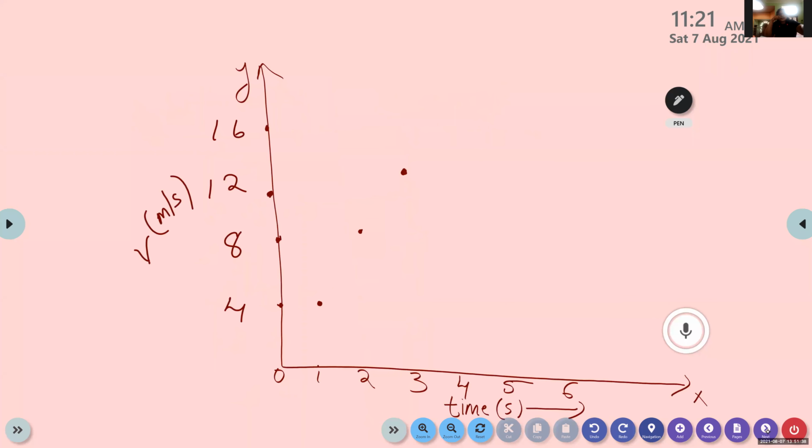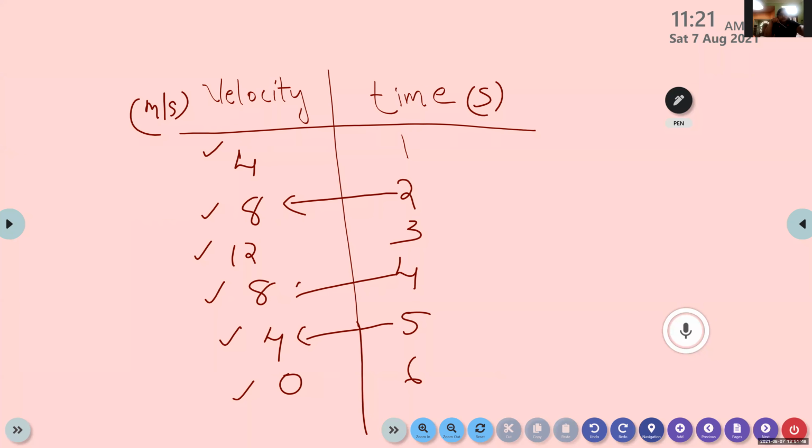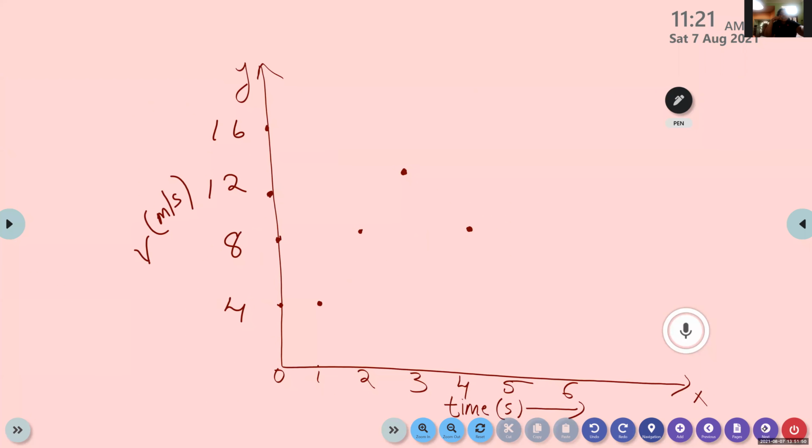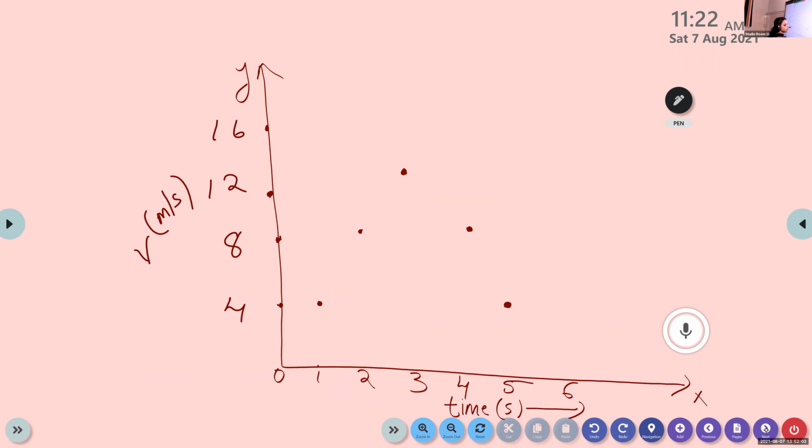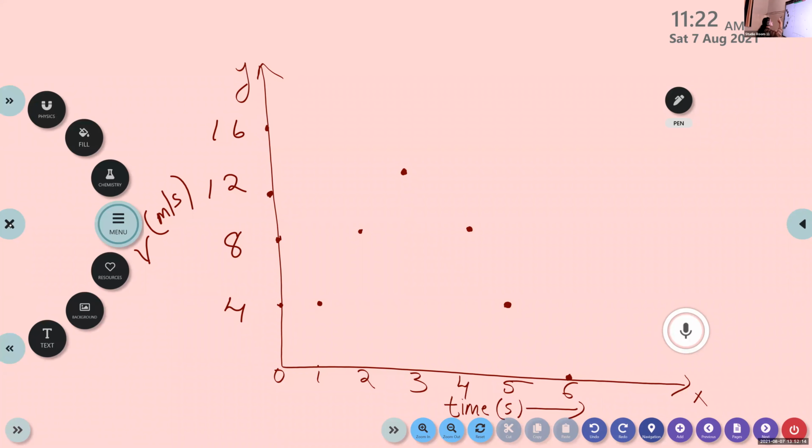Then velocity corresponding to 4 seconds, 8. Okay. So again, it seems to decrease. Velocity corresponding to 5 seconds, it is 4. Then the last, the velocity corresponding to 6 seconds. What about the velocity corresponding to 6 seconds? 0. That is here. Now you try to join these dots.